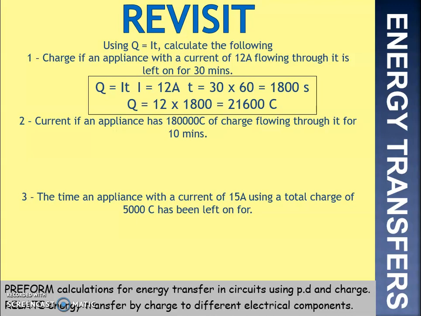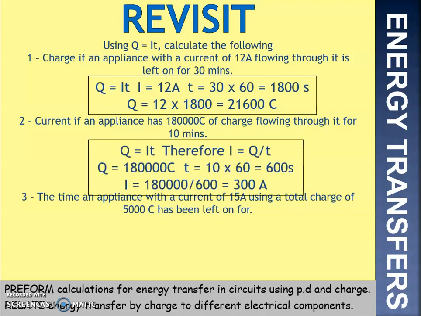Question 2. What's the current if an appliance has 180,000 coulombs of charge flowing through it for 10 minutes? You'll see again, we've done the same thing there. We've been given it in minutes, we need to convert that to seconds, but first we need to rearrange our equation. Charge equals current times time, so if we rearrange that, current equals charge divided by time. Charge is 180,000, and time, 10 minutes, so we need that in seconds. 10 times 60 is 600 seconds. To get our answer, current is charge divided by time, that's 180,000 divided by 600, giving us 300 amps.